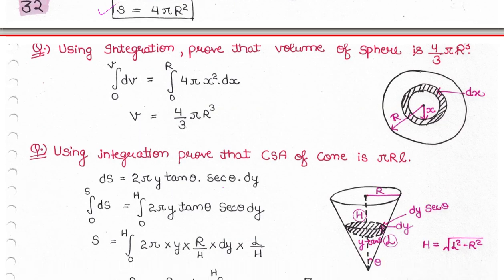Now, using integration, we can find the volume of a sphere is 4 by 3 pi r cube. Here we take this is x, this is r, and this small thing is dx. So we can write the integral from 0 to V of dV is equal to the integral from 0 to r of 4 pi x square dx. So we get V is equal to 4 by 3 pi r cube.